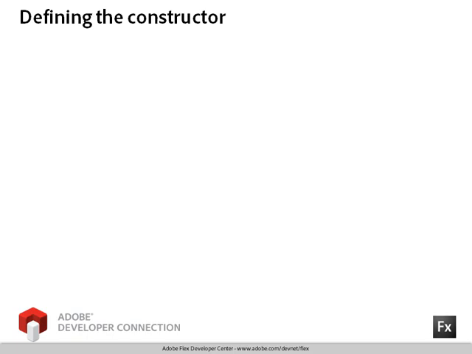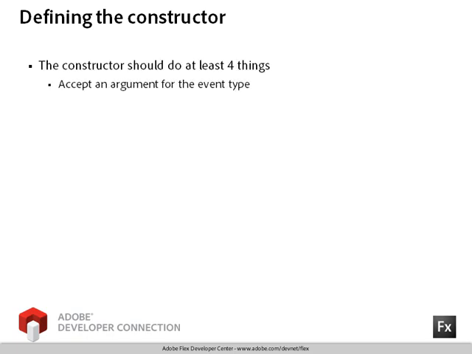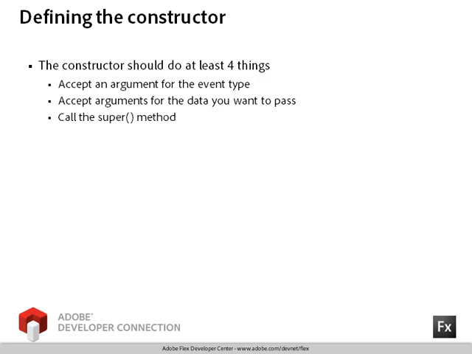The class constructor should do at least 4 things. First, it should accept an argument for the event type. This is required by the parent Event class. It should also accept arguments for the data you want to pass in. Next, it should call the super method to initialize the functionality of the parent Event class for this subclass. Lastly, it should assign the data passed in via the arguments to the associated class properties.